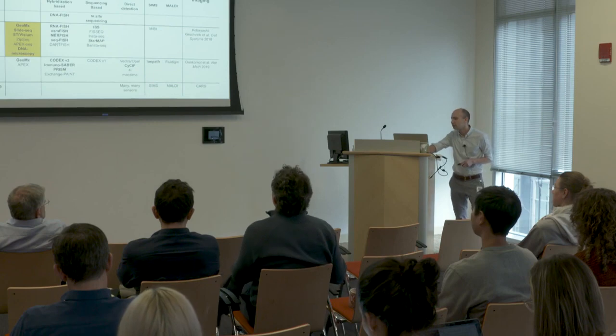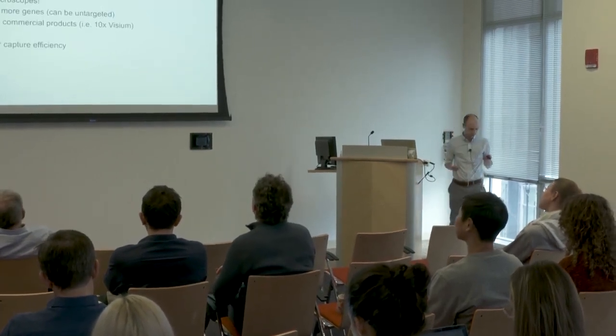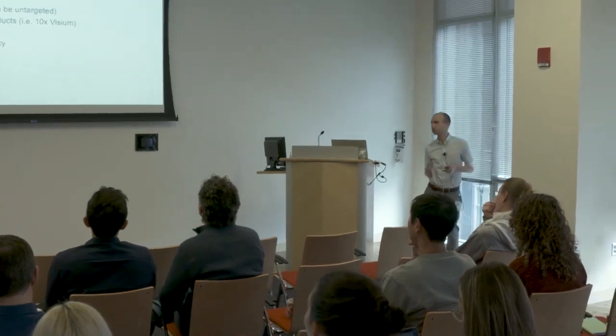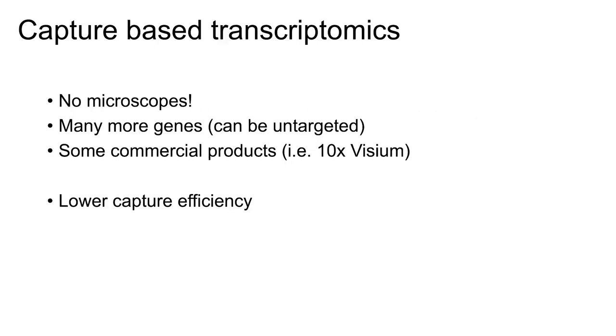Okay, so there's another branch of tools which tries to assign a barcode to a particular RNA species based on its spatial information. It's really the answer to what if I really hate to use microscopes? You don't have to. These approaches in general tend to do many more genes, and they can be untargeted.